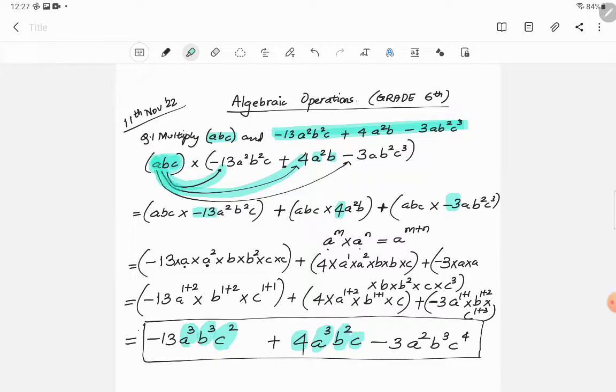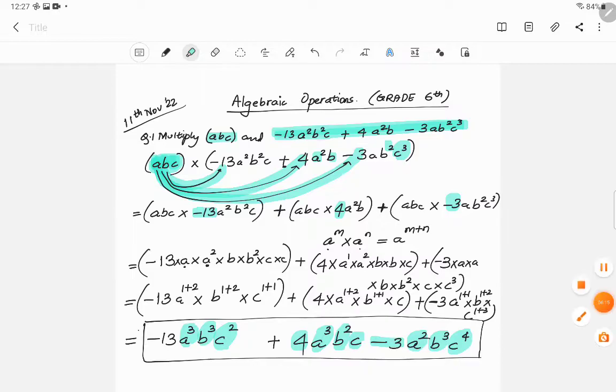The next, ABC multiplied with minus 3AB square C square. So it will be minus 3, I write down as it is. Then I'm writing A to the power 1 plus 1, A square, B once and B twice here, so B cube, and C once and C square, totally making it C to the power 4.